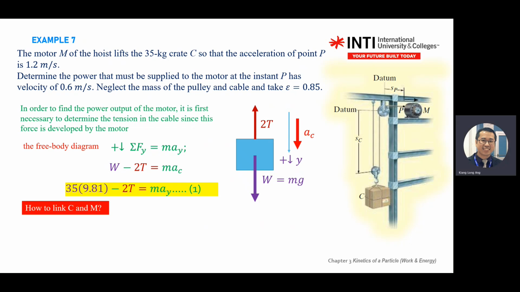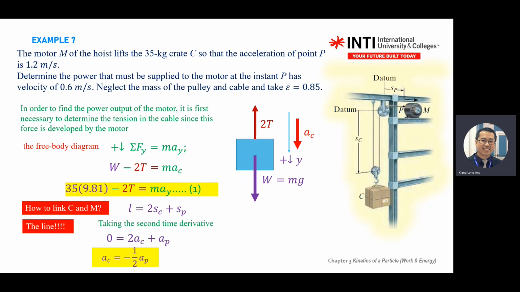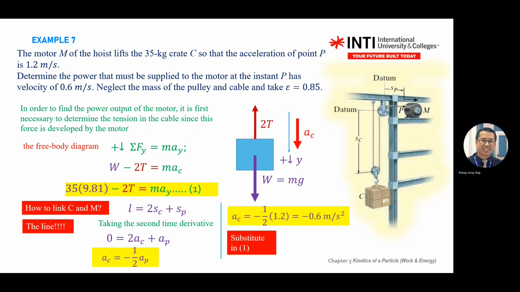Next, we want to link C and M. Use the pulley equation. L equals 2SC plus SP. Differentiate: 0 equals 2VC plus VP. Differentiate one more time to get A: 0 equals 2AC plus AP. Makes sense? So AC equals minus half AP. Minus means opposite direction, or it slows down. You have the acceleration at P given in the question, 1.2. So you have minus 0.6, substitute back here, and you get your T, right? Okay, previously, the equation here, what is missing?